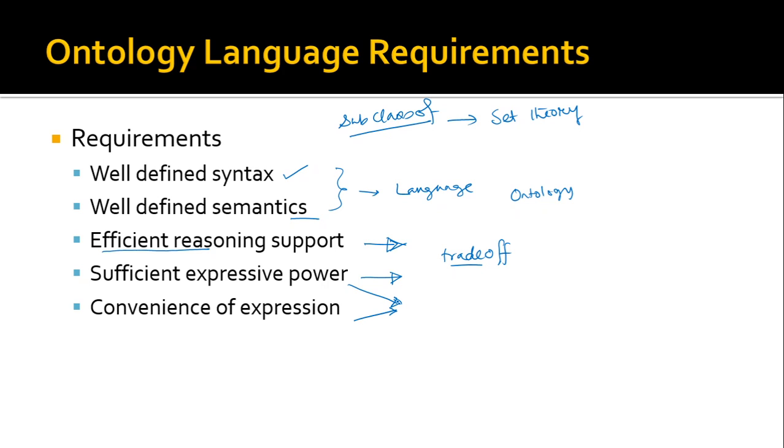If your language is more expressive, it might be the case that your ease of expression is not really that great, right? So with all this, we need to think about what kind of language we can think of. Now, while we are talking about the language, we need to think about what would be the semantics of the individual constructs in the language and how they lead to the reasoning, right?